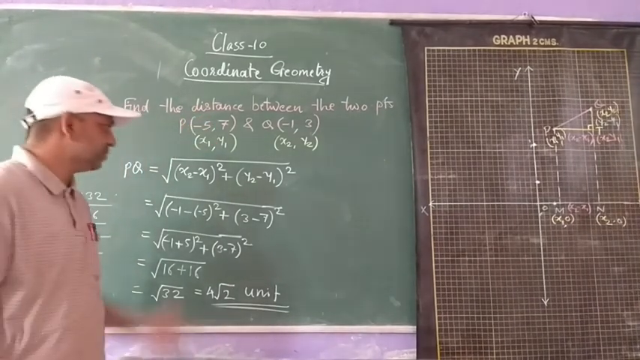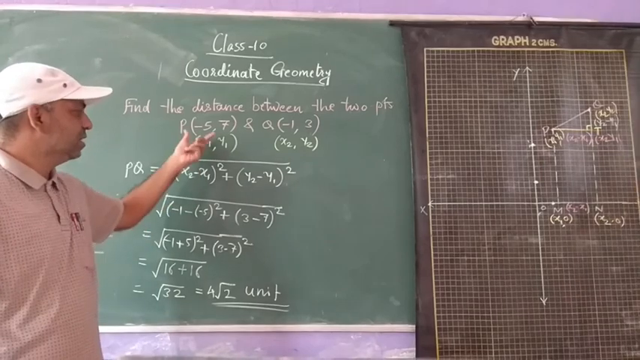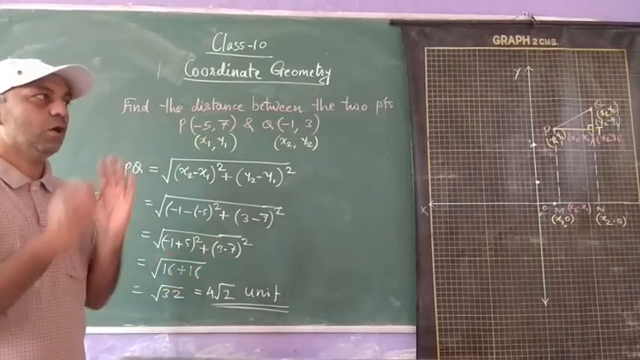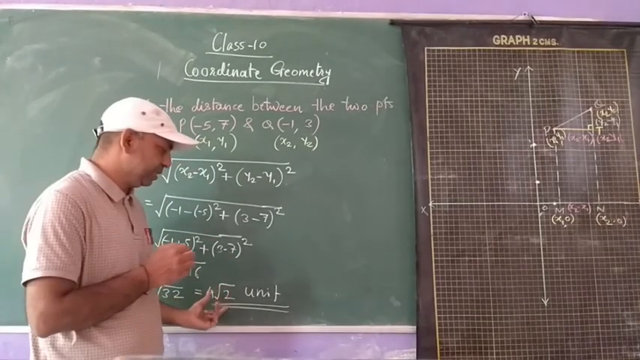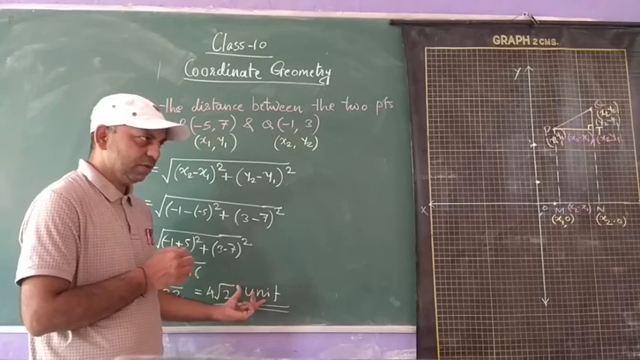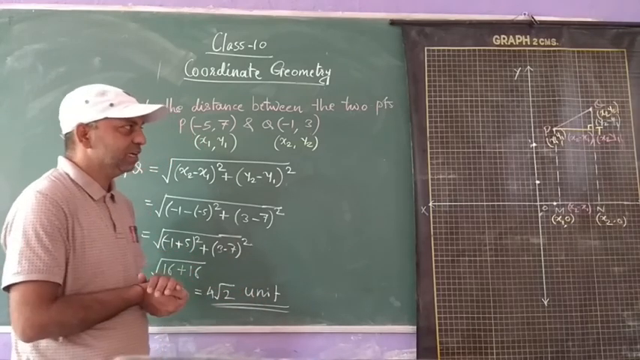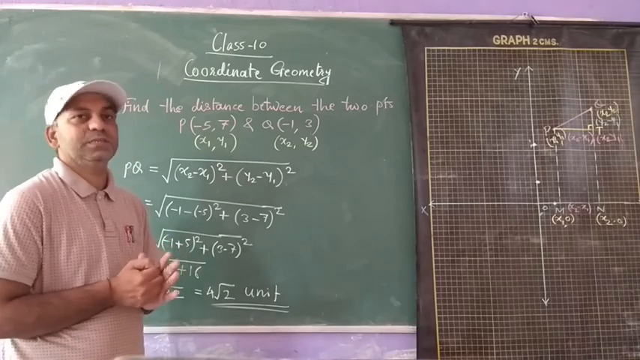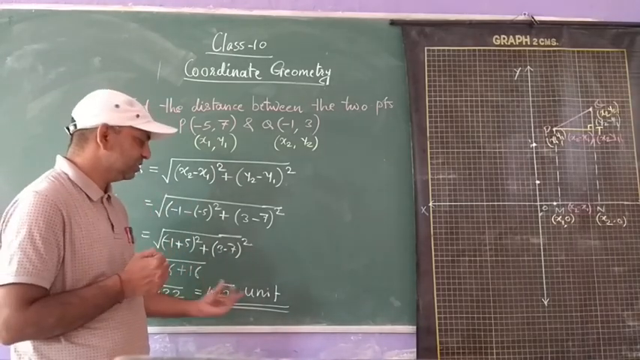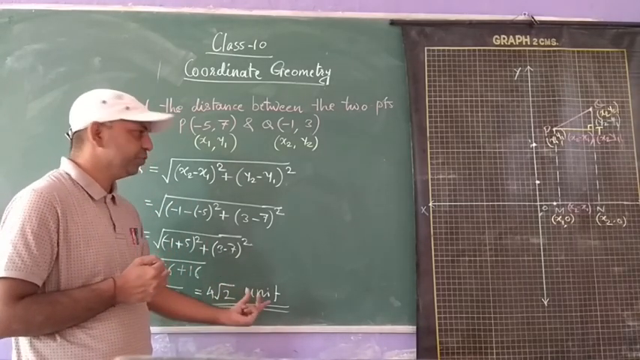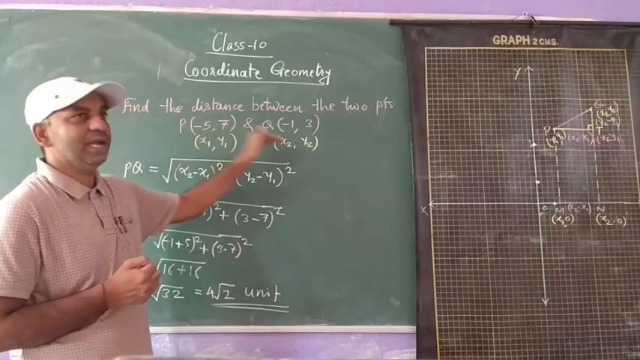Okay, you just substitute the values in the formula and find the distance, and always write the unit, for the distance, because here measurement is not given in centimeter or meter, so we can write just unit. So 4 root 2 unit is the distance between P and Q.